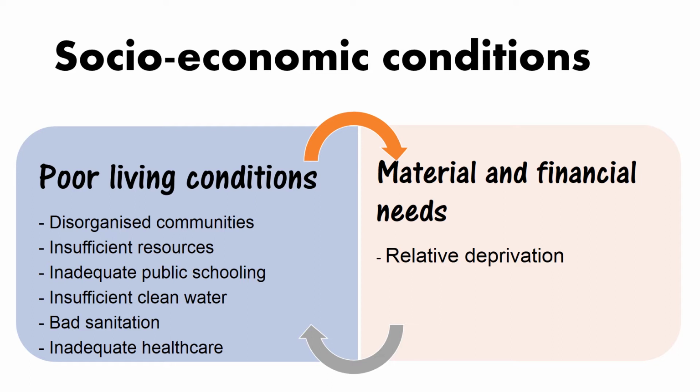The poor economic situation has a knock-on effect on other socioeconomic conditions. Poor economic growth results in insufficient resources to fund social services and housing projects. The result is inadequate public schooling, insufficient clean water, bad sanitation, and inadequate health care. Another effect is that the lack of healthcare and health education causes higher rates of HIV/AIDS that often leads to the deaths of the main income earners in a family.